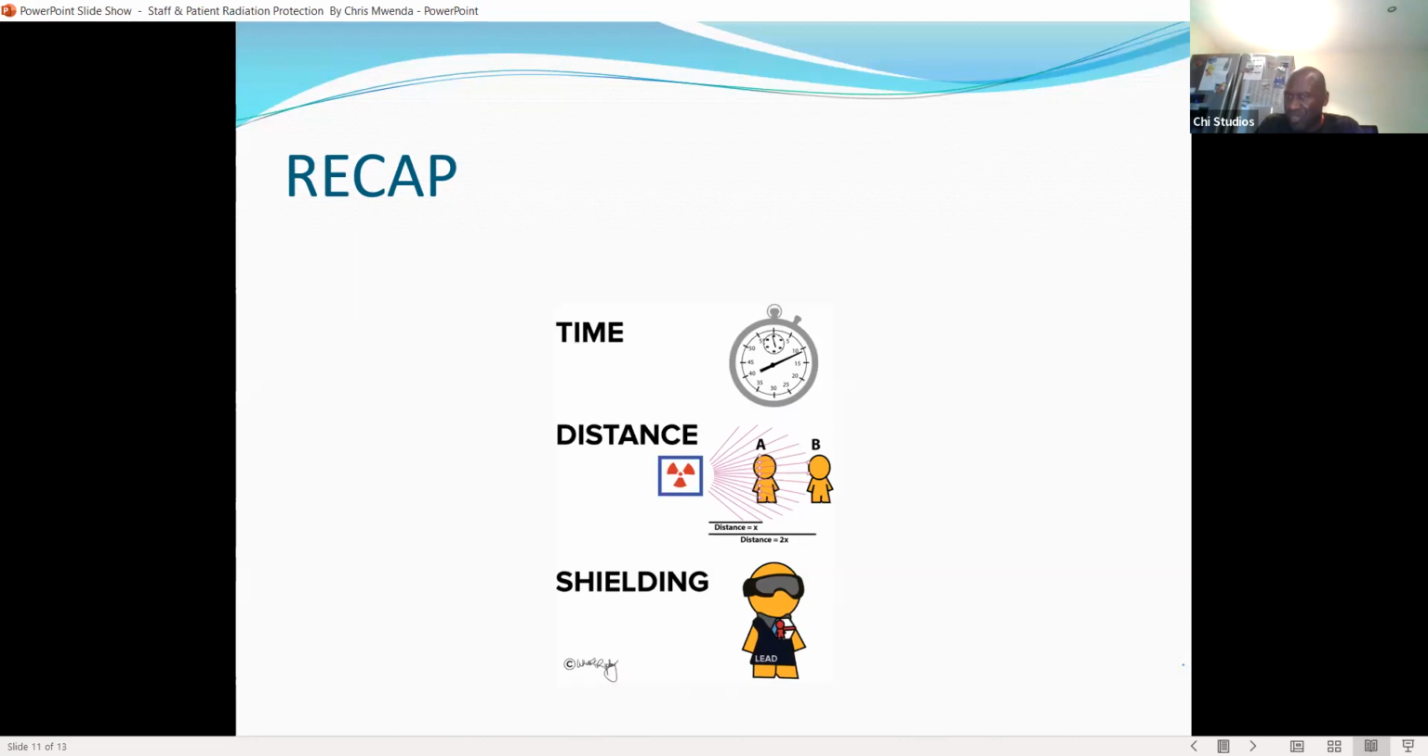The other point we can look at is distance. I've talked about distance. It's the rule of thumb. The closer you are, the more dose you get. The farther away you are, the less dose you get. So just use that principle. If you don't need to be near the X-ray table, you don't need to be there. Just stand away from that. We always encourage our running nurse, stand away from the table. You don't need to be there.